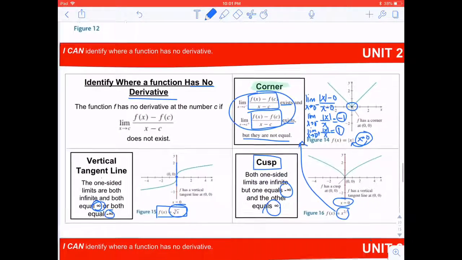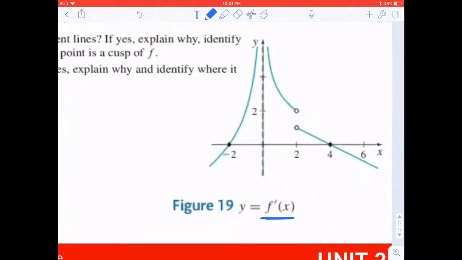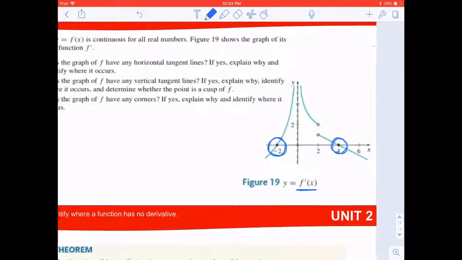So if we come over here to our function, we want to pay attention to any x-intercepts that we might have. So we have one x-intercept here at negative 2, and we have another one here at 4. So that means that our original function is going to have a horizontal tangent at x equal to negative 2 and at x equal to 4, because there are x-intercepts here on the derivative function.